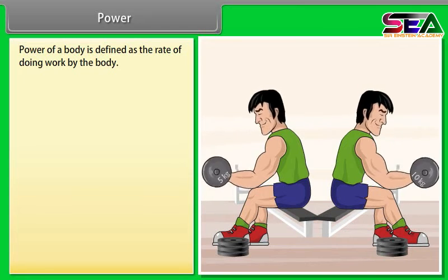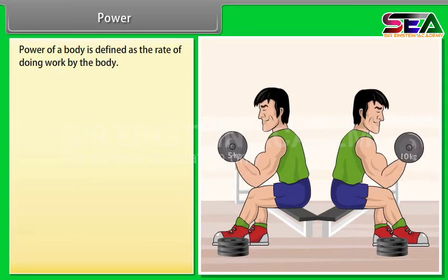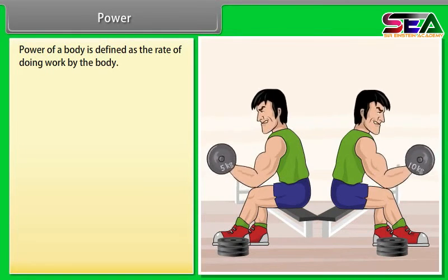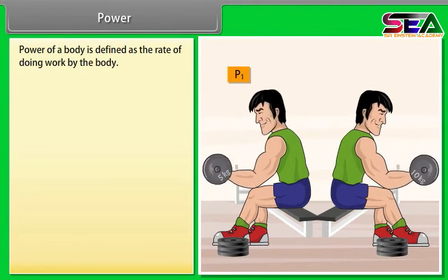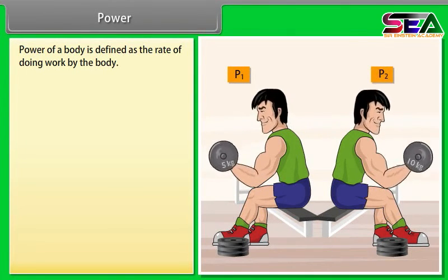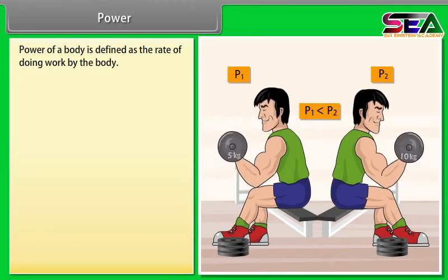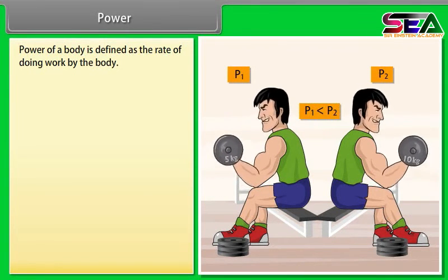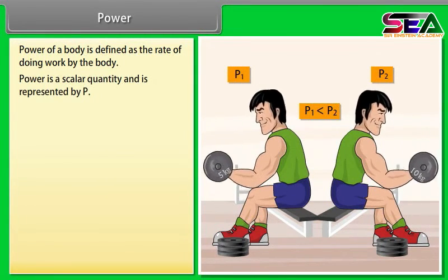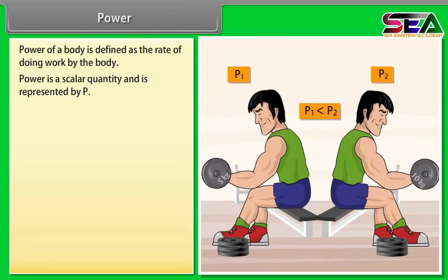Power. Power of a body is defined as the rate of doing work by the body. Let us take an example: a boy doing exercise using a dumbbell. When he used the dumbbell of 5 kg, then he applied power P1. And when he used the dumbbell of 10 kg, then he applied power P2. Hence, the power rating is high when he used the dumbbell of 10 kg as compared to the dumbbell of 5 kg. Power is a scalar quantity and is represented by P.